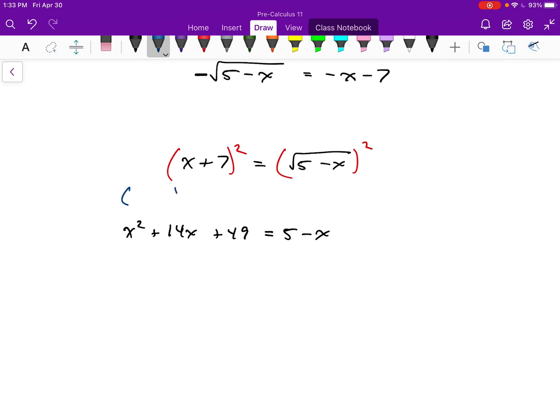One, you could literally write this out twice: x plus 7 times x plus 7, right? We've done this sort of stuff before. And then FOIL it out. 1, 2, 3, 4 steps. And when you combine like terms, you get what I have there.